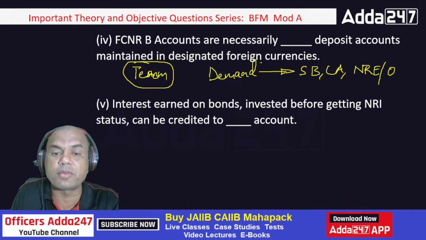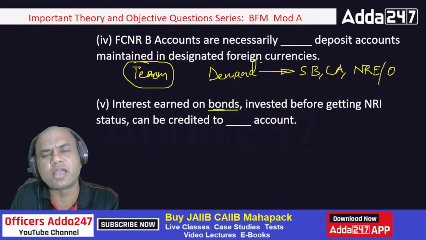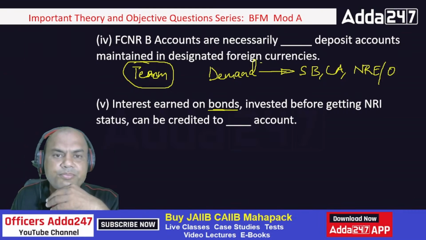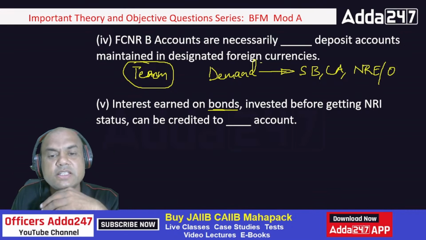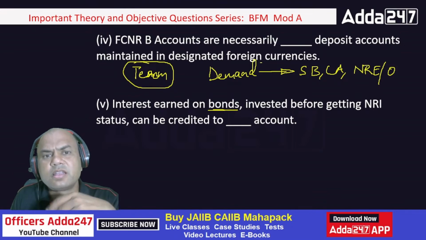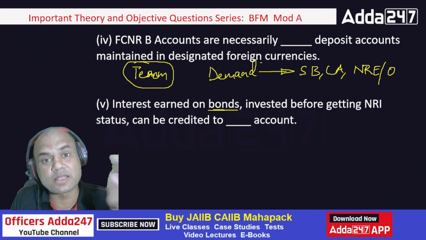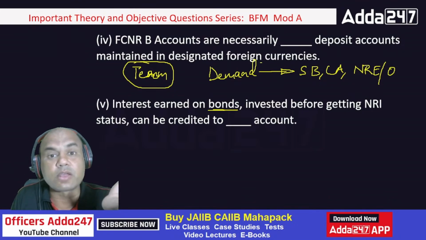Suppose I am an Indian person and I've invested in bonds. Now what happens? I go to the US and start working there, so I become an NRI. The bonds and FDs I have invested in will give me interest. But I'm an NRI now, so I don't have a savings account.